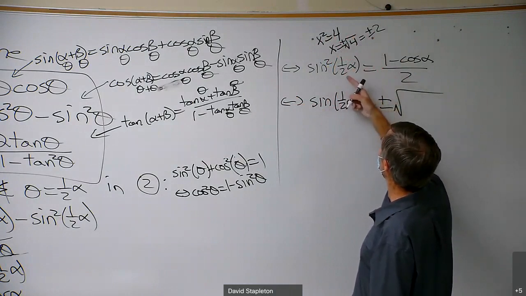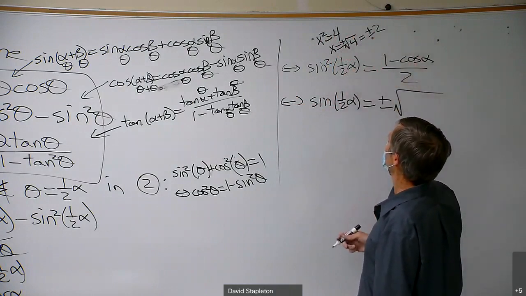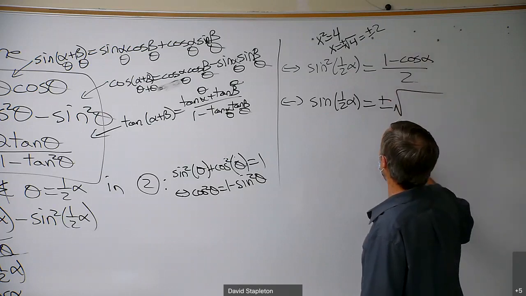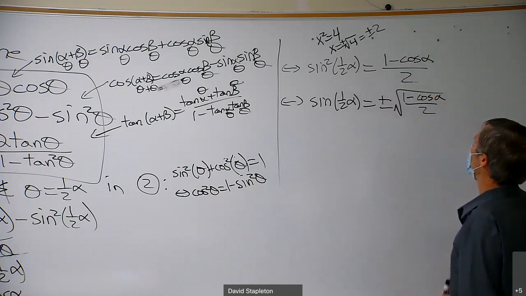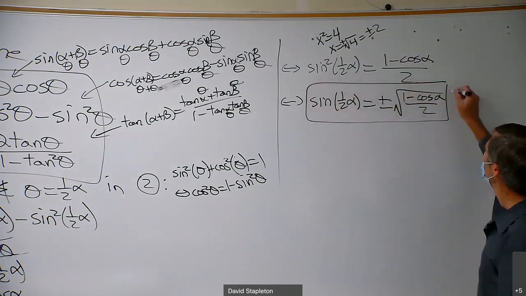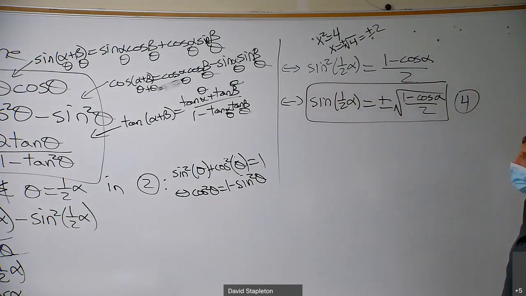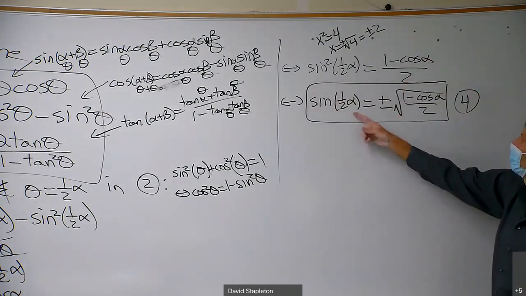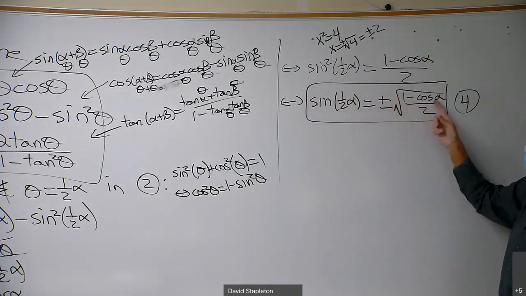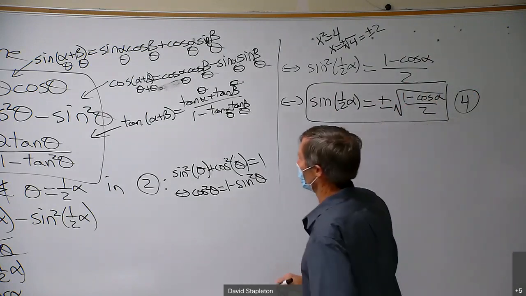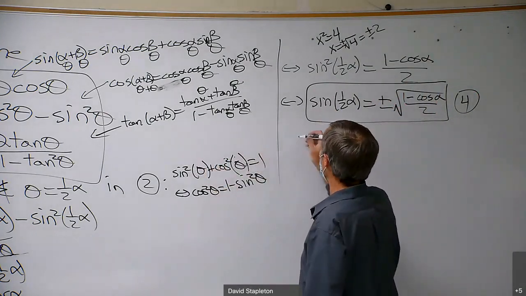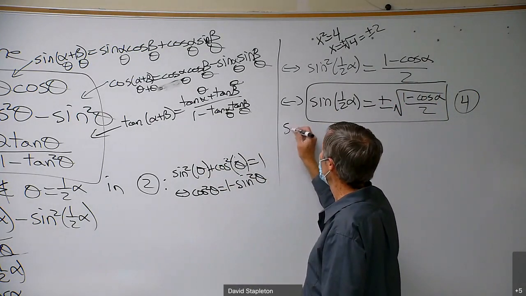Same thing here. If sine squared is this number, sine can be plus or minus the square root of this number, right? So plus or minus square root of 1 minus cosine alpha over 2. There's the formula I wanted. Formula 4, we'll call that. That's our first half angle formula. The sine of half an angle is plus or minus square root of 1 minus the cosine of the whole angle all divided by 2. That's the first half angle formula. I think you want to see where this comes from, even if I won't ask you to reproduce this.